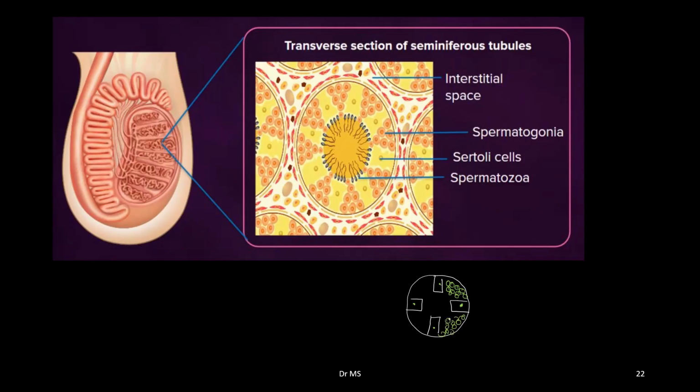So this single cell is called the Sertoli cell. You can see here, this is a Sertoli cell. And between these Sertoli cells, the orange colored cells are called spermatogonia. These are spermatogonia, and this one is a Sertoli cell.